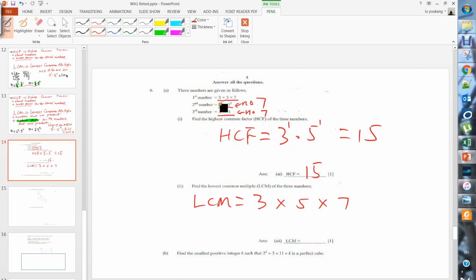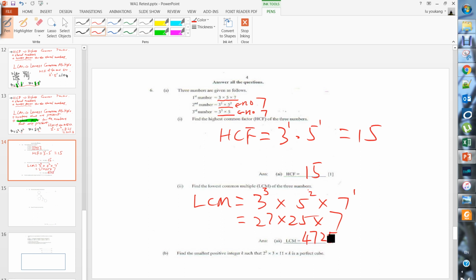Among 1, 2, 3, the highest power for 3 is 3. For 1, 2, 1, the highest power for 5 is 2. There is only one 7, so the highest power is 1. So what you end up with is 3 to the power of 3, then 5 to the power of 2, and then times 7. You just punch your calculator: 27 times 25 times 7. So you have 4725.